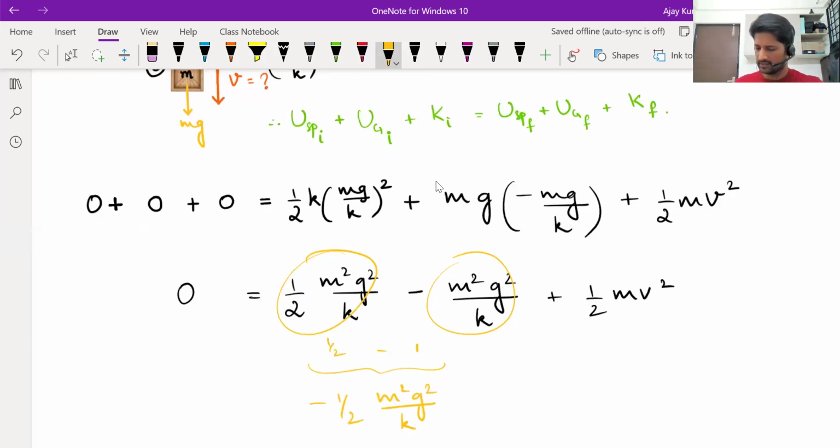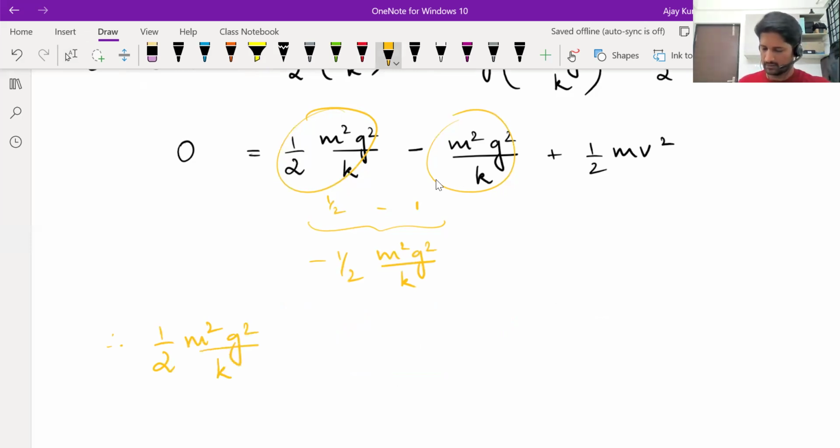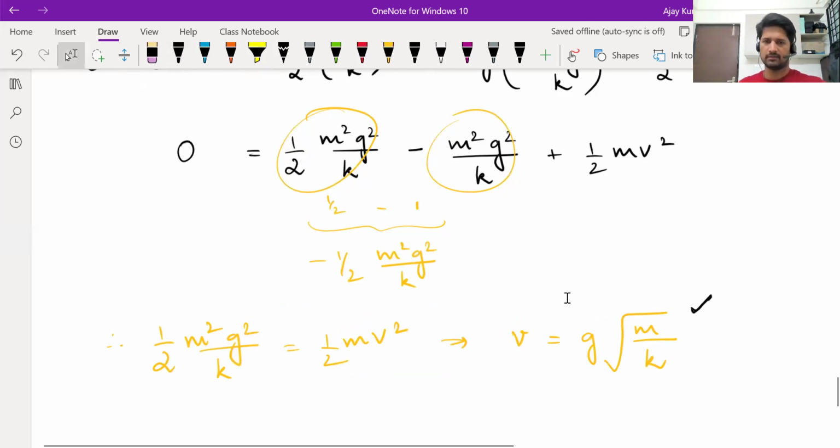By k. Send it that side, it becomes plus half. Therefore, half m square g square by k is equal to half m v square. Half m gets cancelled. You will get v as g root m by k. And that's the answer we had gotten before also by using work kinetic energy theorem.